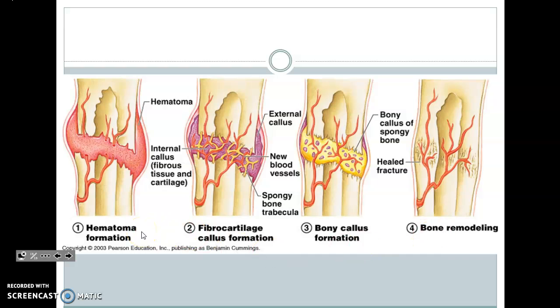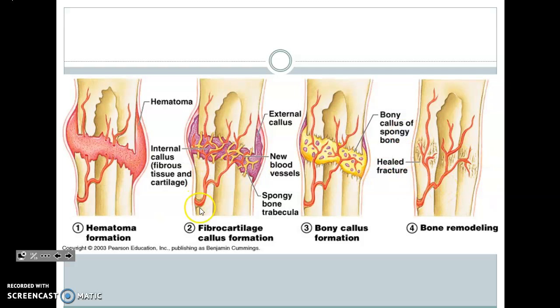Just like in the skin, we had those 4 steps to wound healing. You should have learned those in the skin. Now there's 4 steps to bone healing. You're going to need to know those too. So you got hematoma formation, fibrocartilage callus formation, bony callus formation, and then finally bone remodeling, which is basically building new bone and creating a new patch where that broken spot was.